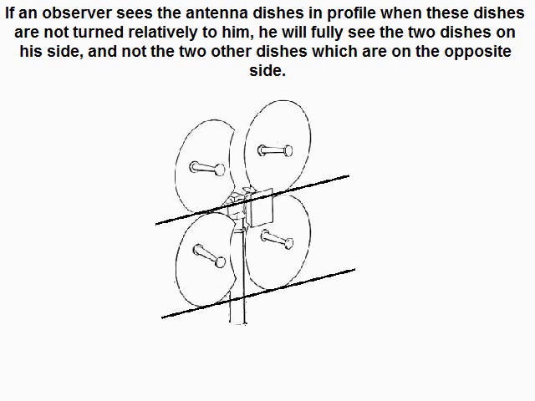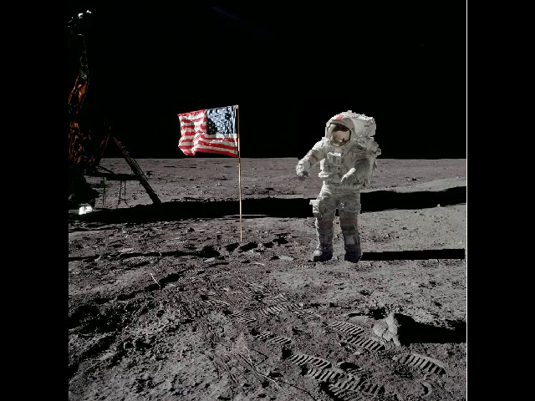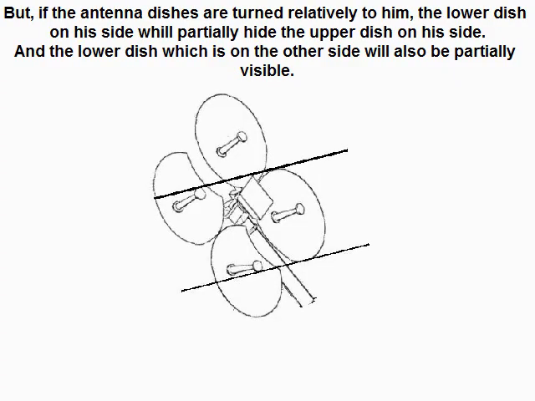If an observer sees the antenna dishes in profile when these dishes are not turned relatively to him, he will fully see the 2 dishes on his side, and not the 2 other dishes which are on the opposite side. But, if the antenna dishes are turned relatively to him, the lower dish on his side will partially hide the upper dish on his side, and the lower dish which is on the other side will also be partially visible.